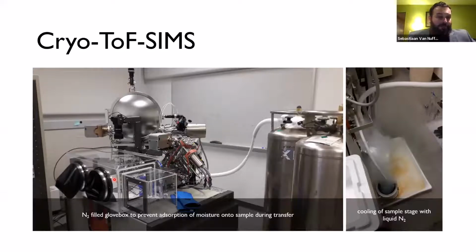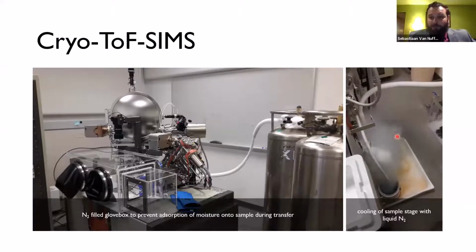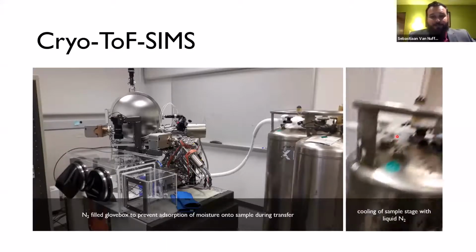We used a nitrogen-filled glove box to prevent the absorption of moisture from the air, because otherwise you would form a thick ice layer on top of our sample. We're not able to do our surface imaging. And at the same time, we cool down the stage to a temperature of about -145 degrees centigrade.